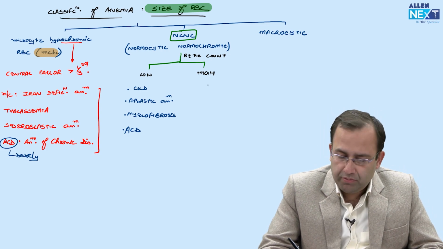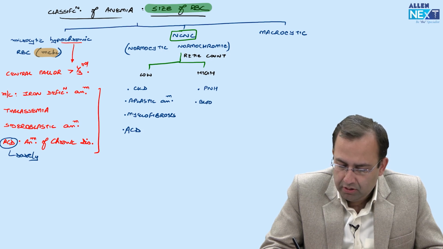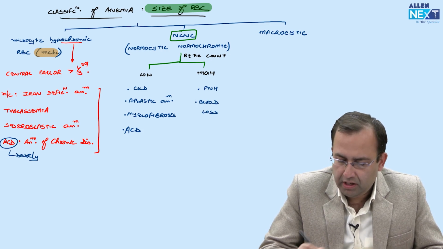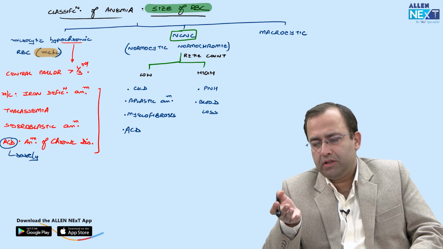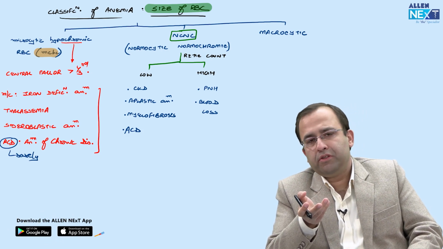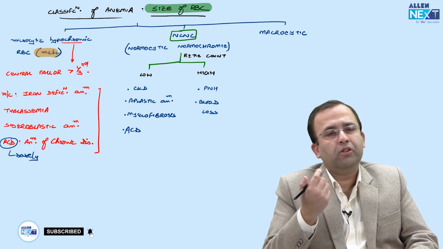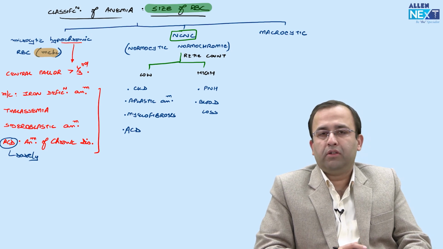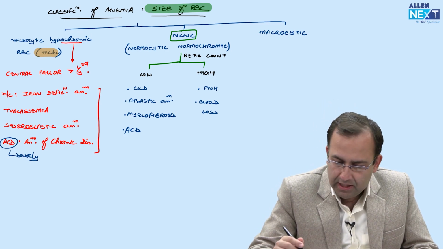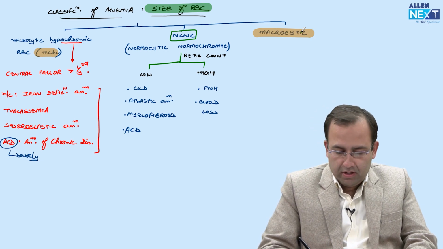Versus high retic count with normocytic normochromic anemia, that is seen in PNH, blood loss. There is acute blood loss. The patient was normal, not anemic prior to blood loss. Blood loss causes anemia. Which one? Normocytic normochromic. Not important. What is next important for us are macrocytic anemias.